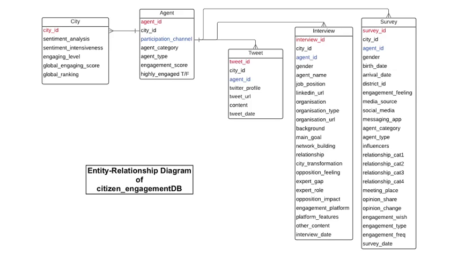So I drew these entity relationship diagrams where you can see that the main table is the agent table, and the agent's ID primary key is used as a foreign key in the other tables, those notably from the data sources: Twitter, which is called tweets, the interview table and the survey table, containing the different information.